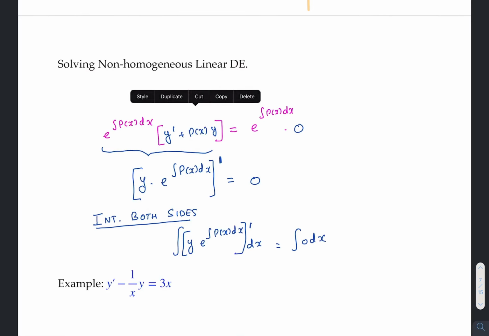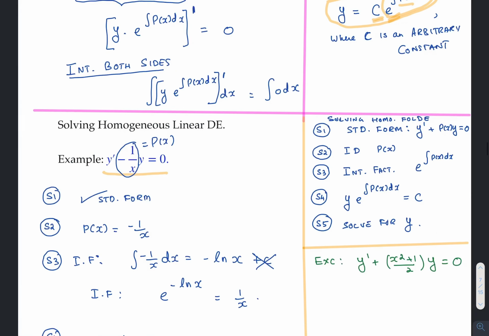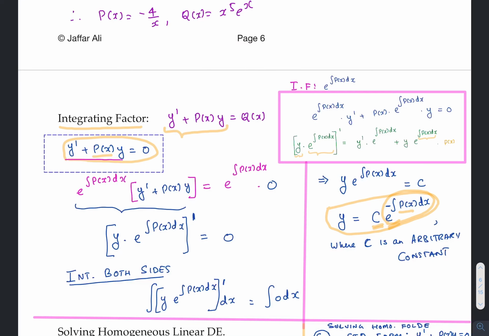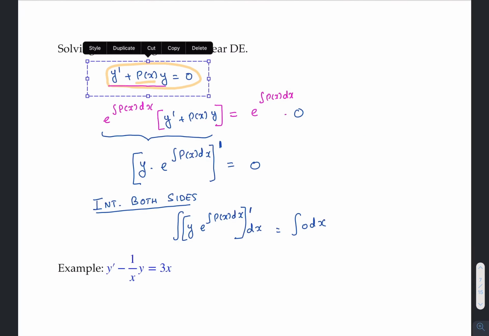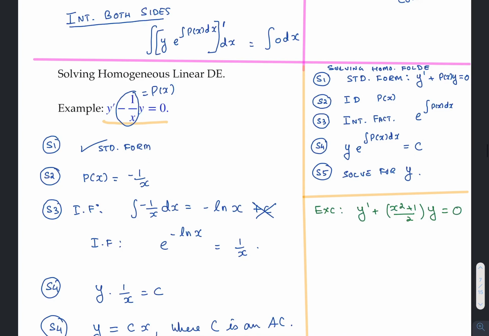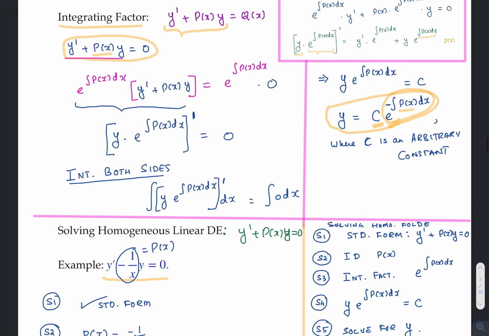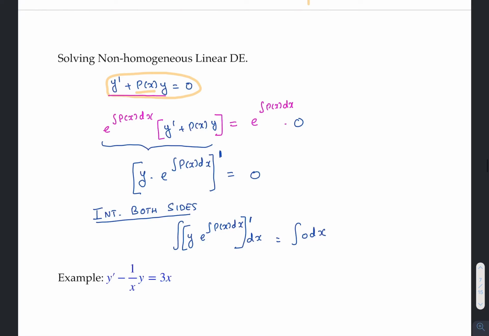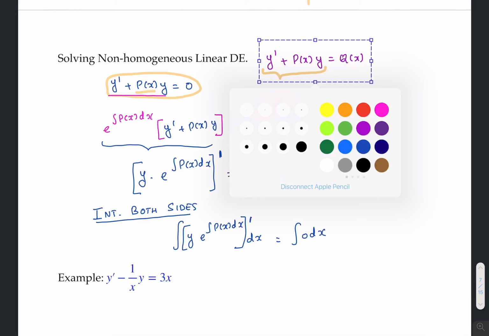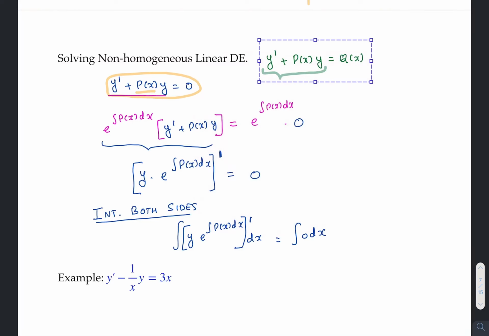All right, so let me copy differential equation 2. Now, by the way, I should add here just in case, we are looking at y prime plus p of x times y equal to 0. Now let me copy this one. So this is what we're trying to solve.